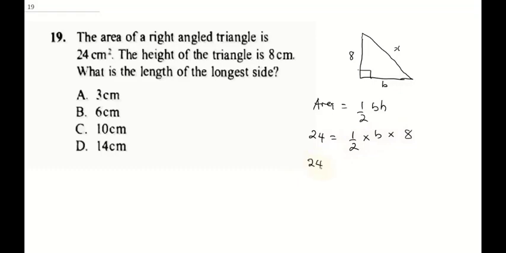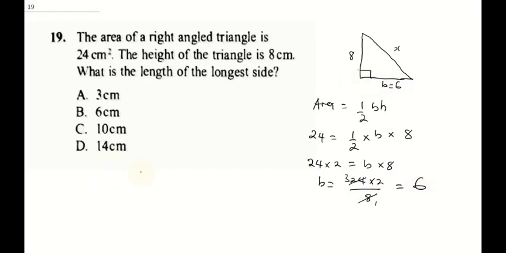This will be 24 times 2 is equal to b times 8. And b is going to be 24 times 2 divided by 8. 8 here is 1, 8 here is 3. Our b is going to give us 6. So our b is 6.